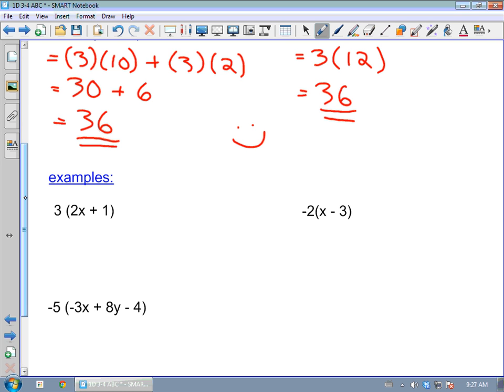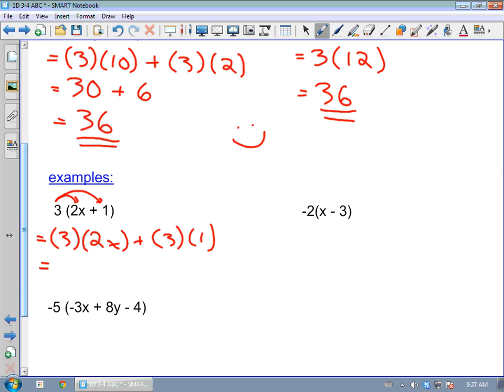So our first example here, we've got a 3 out in front. We're multiplying this by 2x plus 1. I'm going to expand this out. I'm going to do 3 times 2x. And to this, I'm going to add 3 times 1. I'm going to do my multiplication.